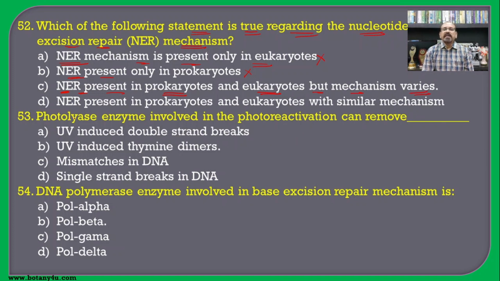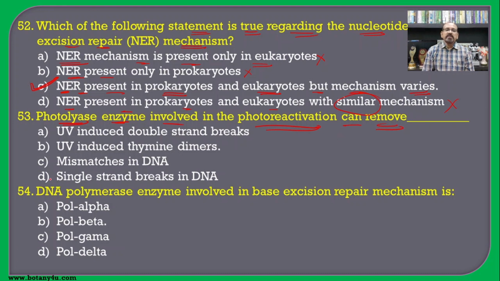So the nucleotide excision repair is present in the prokaryotes and eukaryotes, but the mechanism varies. As we know, in many different processes there are different mechanisms in the prokaryotes and the eukaryotes. In the same way, here also the nucleotide excision repair mechanism is different in the prokaryotes and the eukaryotes, and hence it is the correct answer for this question. Again, the statement that nucleotide excision repair is present in the prokaryote and eukaryote with a similar mechanism is the wrong one.